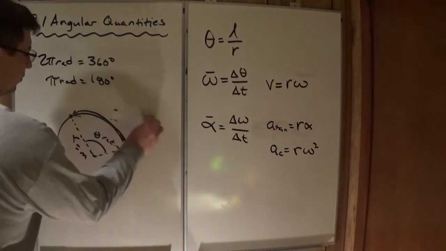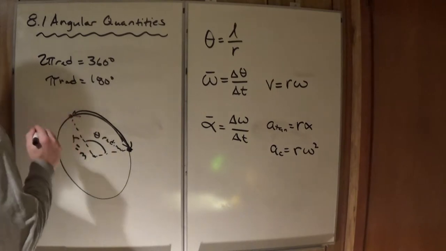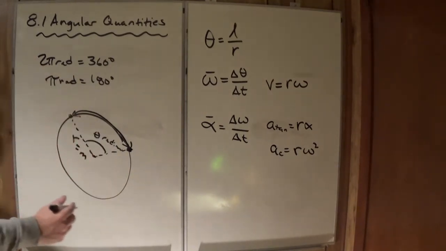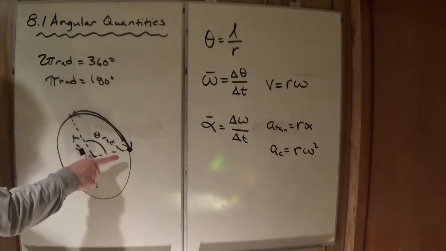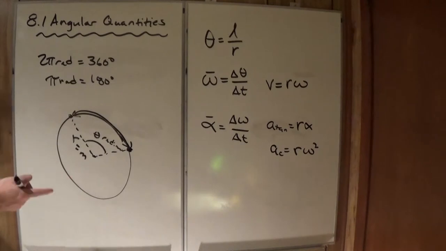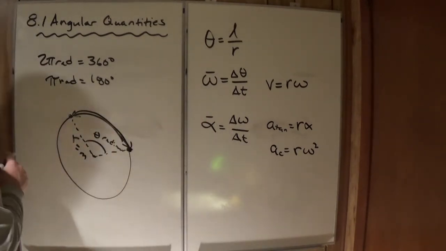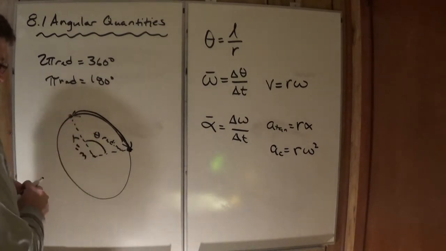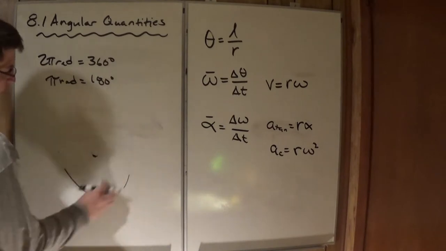What if I wanted to know how quickly this point goes from here to here? Well, I could look at the angular velocity there. Right? The angular velocity tells me how quickly theta changes with time. So something interesting about the angular velocity is that all of the points in the circle have to have the same angular velocity. And if we think about that, let me redraw this circle.